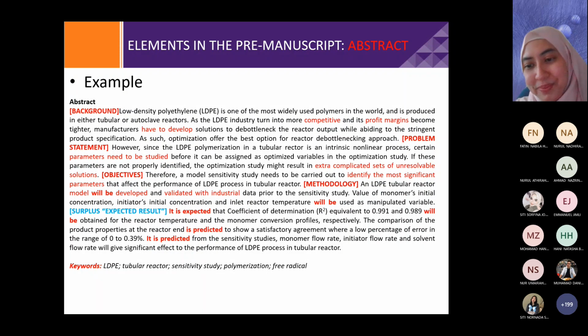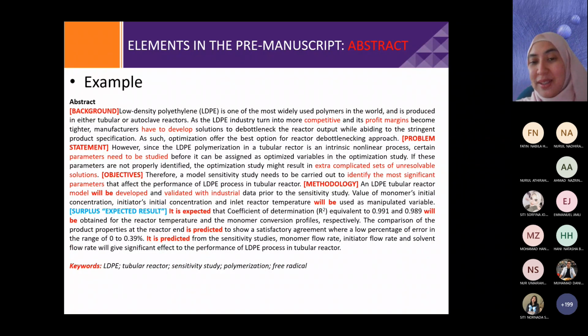This is scope, right? You want to highlight, you're pointing out in your method, what are the parameters that you will cover? This is what you're going to cover: the monomer concentration, the initiator's initial concentration, the inlet reactor temperature. And then you put your expected result. This is very good. Okay.